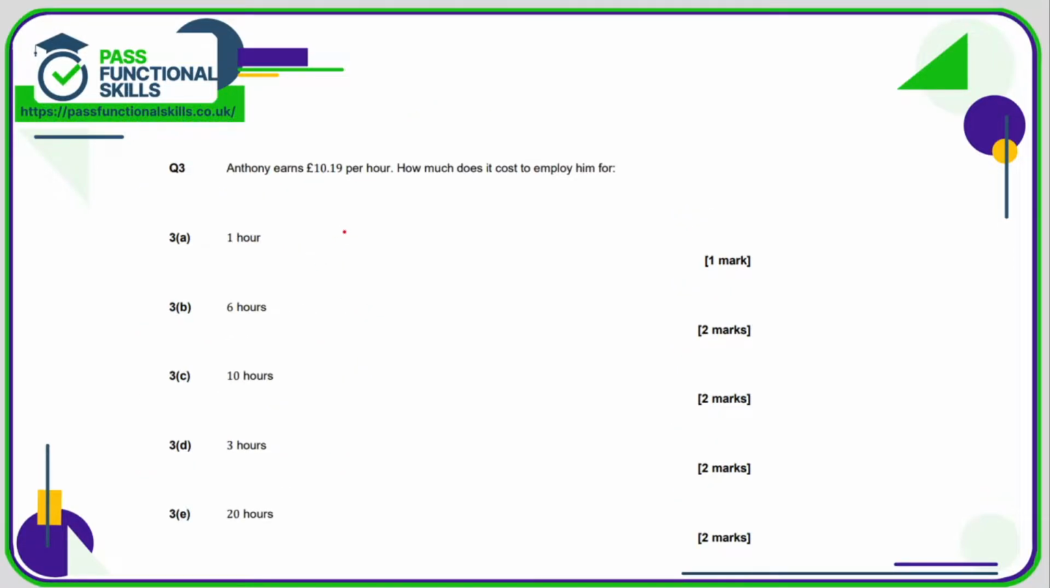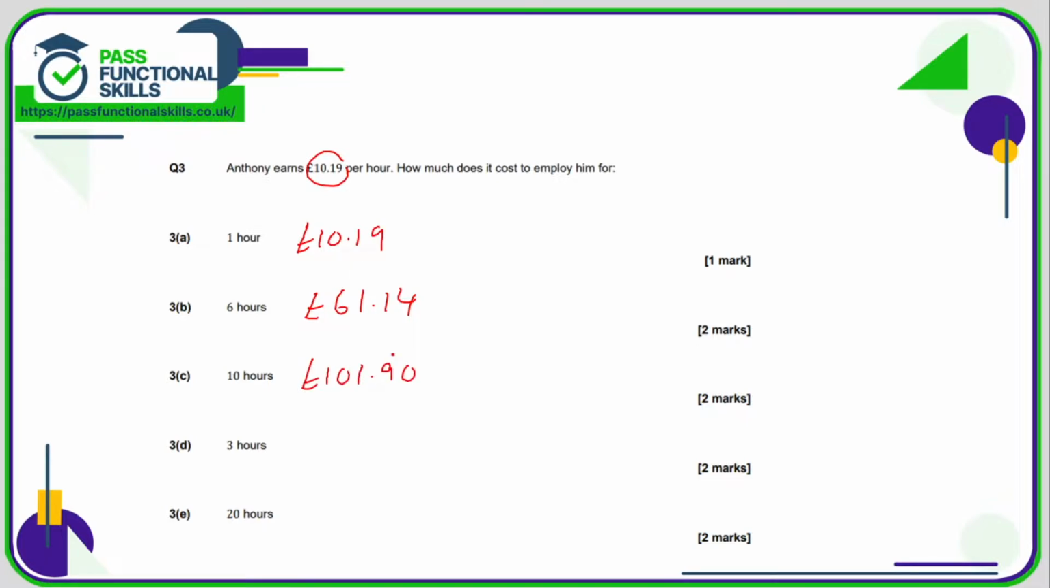Question number 3, Anthony earns, so we can use a calculator now. Anthony earns £10.19 per hour. So how much does it cost to employ him for 1 hour? Well, that's fairly easy. If it's £10.19 per hour, then for 1 hour it's just going to be £10.19. For 6 hours, it's going to be £10.19 multiplied by 6, and that comes to a total of £61.14.